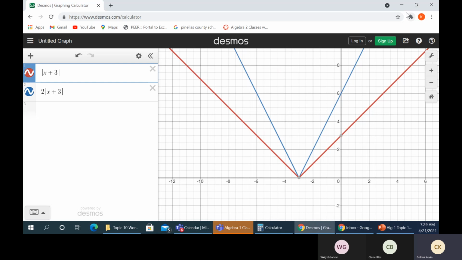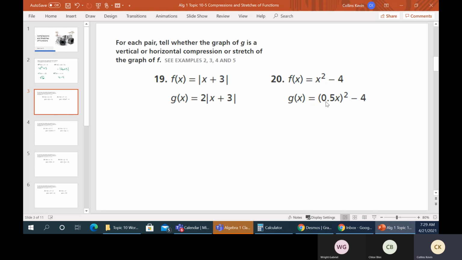All right, so let's take a look at the next guy. So he's got x squared, right, minus 4. And then they made this 0.5x. So right away, 0.5 is less than 1. So if you have a number between 0 and 1, this is when you're going to get a compression. This means your number's not going to go up as fast, right? So this means it's going to push the graph down this time. So that's what's going on there.